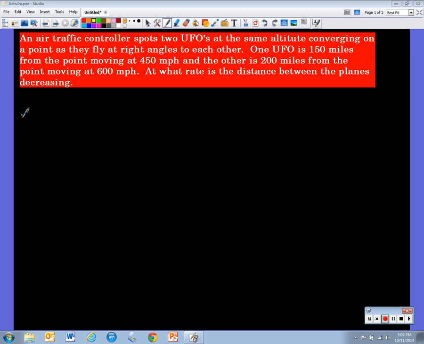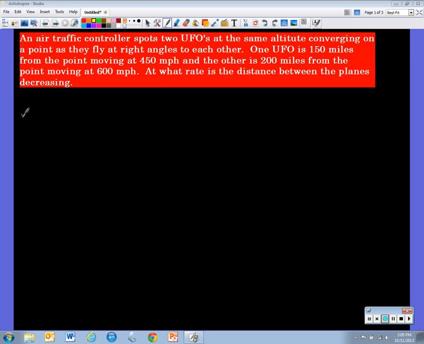An air traffic controller spots two UFOs at the same time, or at the same altitude rather, converging on a point as they fly at right angles to each other. One UFO is 150 miles from the point, moving at 450 miles per hour, and the other is 200 miles from the point, moving at 600 miles an hour. At what rate is the distance between the planes decreasing?